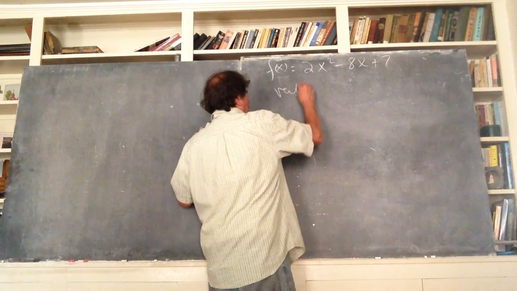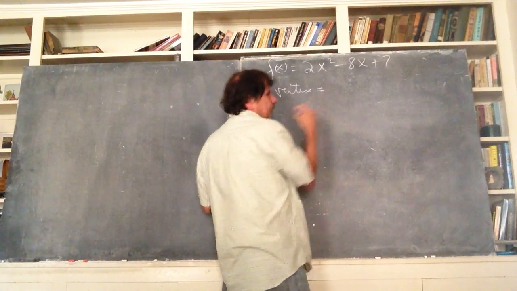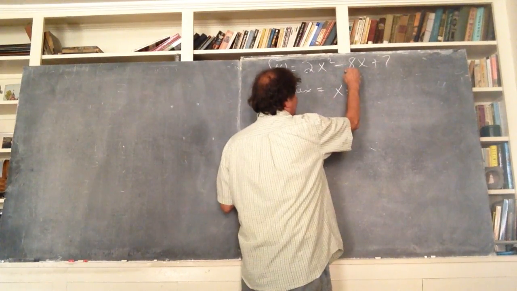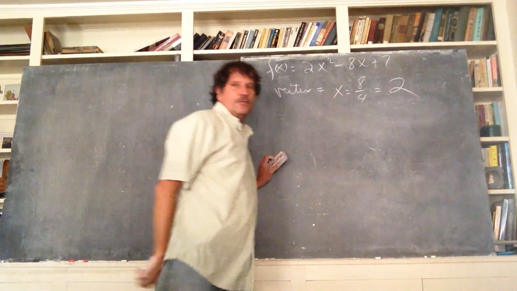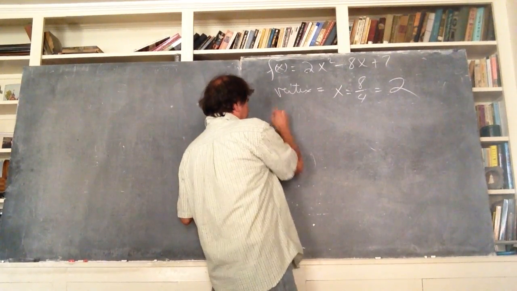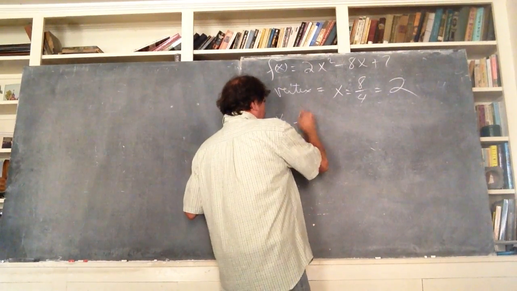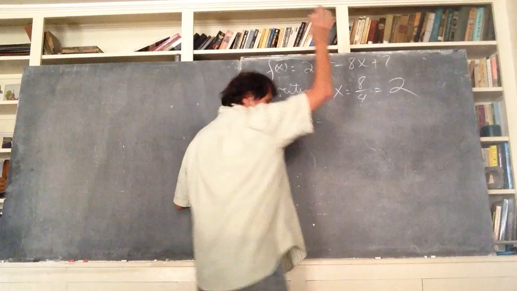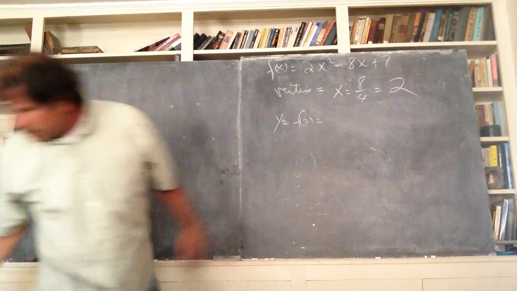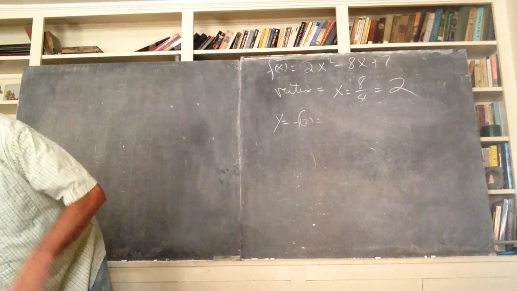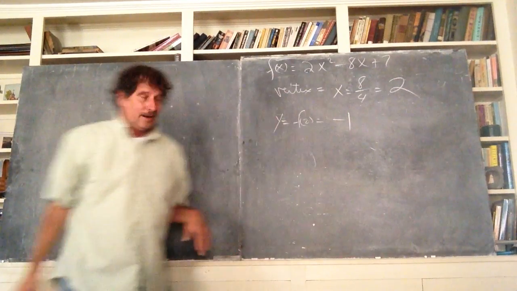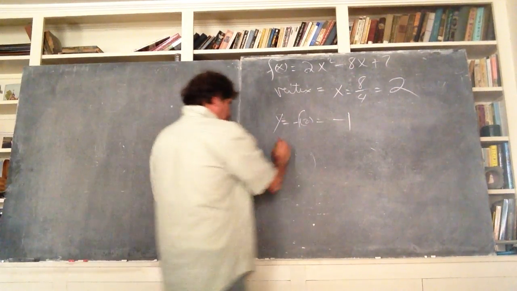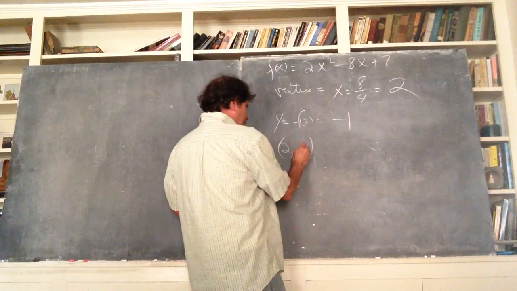Vertex is opposite of b over 2a. X is, let's see, opposite of b, 8, over 2a, 4, 2. X is 2. Y in the vertex is f at 2, which is, put a 2 in all this. Look, 2 something. -1. So the vertex is at the point 2, -1.